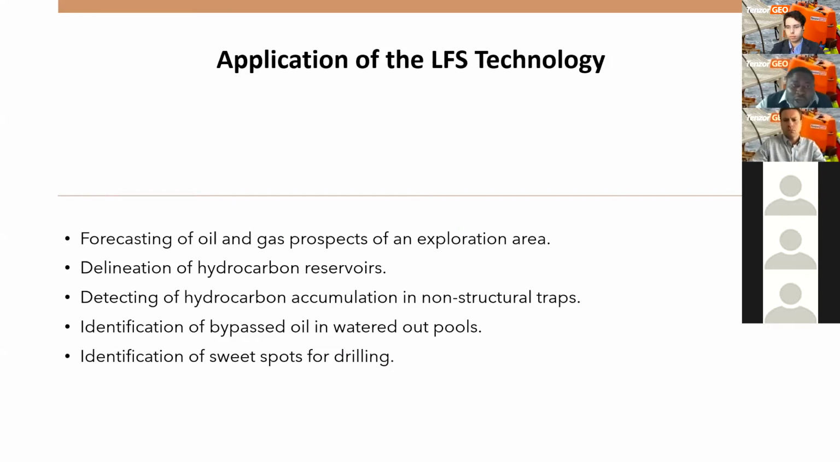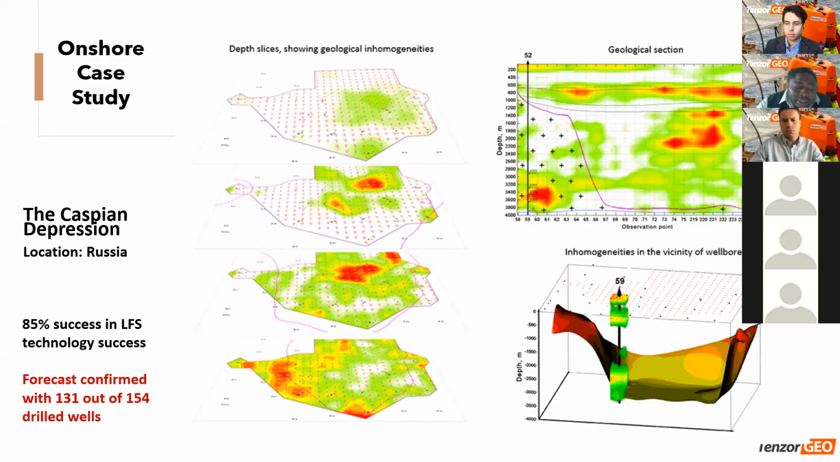So with time not on our side, I'll move straight into the onshore case study. One of the applications of LFS technology, aside from identifying hydrocarbons, is to de-risk drilling itself. A good example is seen here in the survey done at the Caspian Depression, Russia. The task was to identify heterogeneous zones in a vertical section located above an identified condensate pool at 4,000 meters of depth in order to minimize complications during the drilling of production wells and also to avoid accidents.